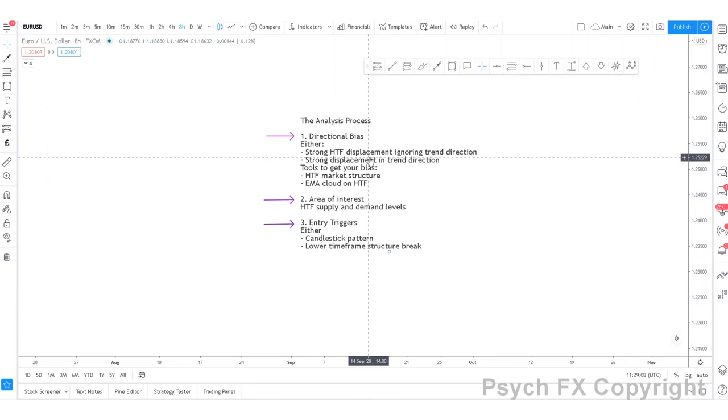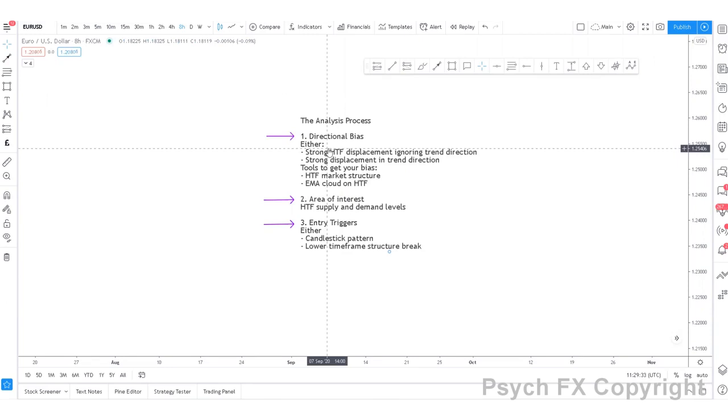Okay. So the first thing is strong higher time frame displacement, ignoring the trend direction. Now, by higher time frame, I mean the higher time frame that you've chosen. That higher time frame can be anything from the 15-minute upwards. 15-minute, obviously, if you're scalping, but then ideally like the 1 hour, 4 hour, daily. Those would be ideal kind of higher time frames. But 50-minute, there's nothing wrong with it if that's what you want to use.